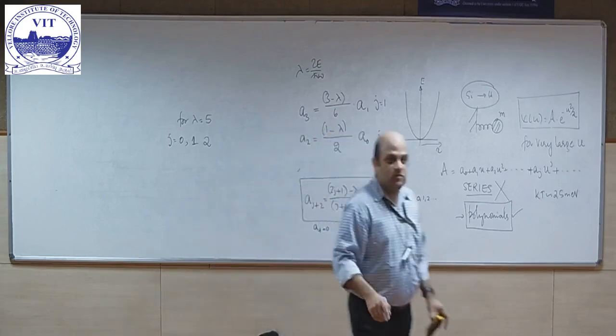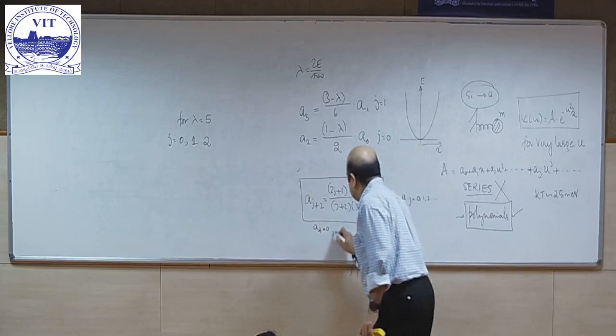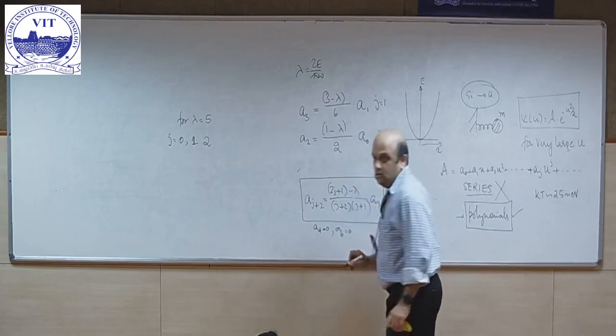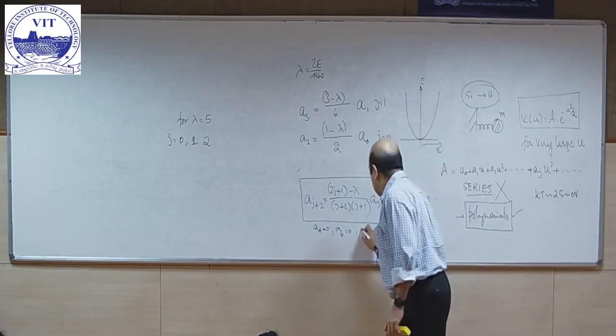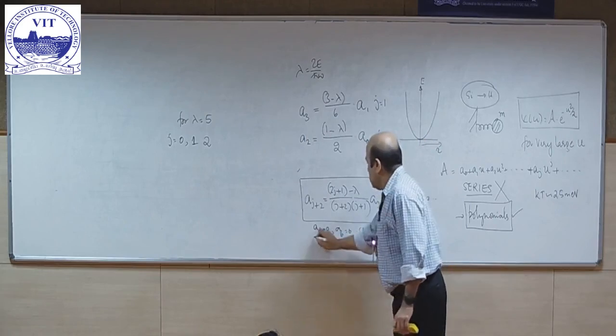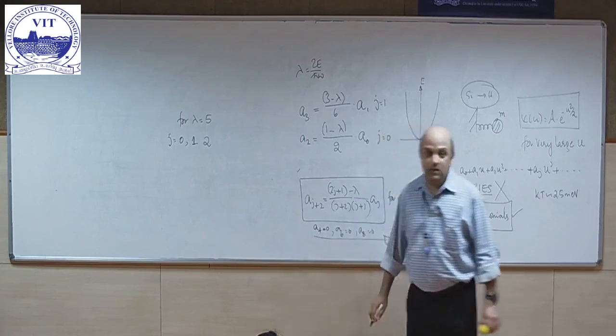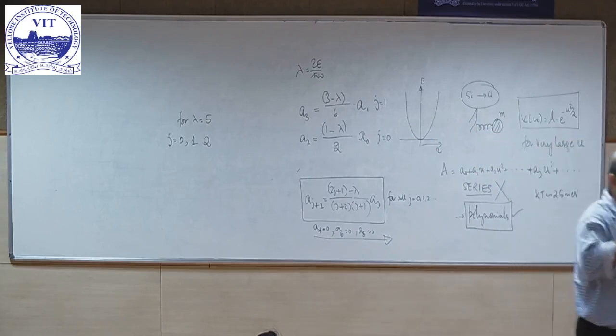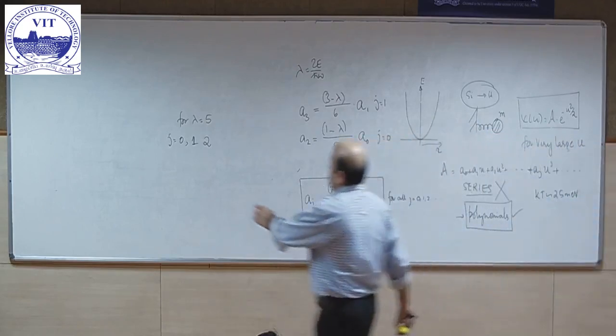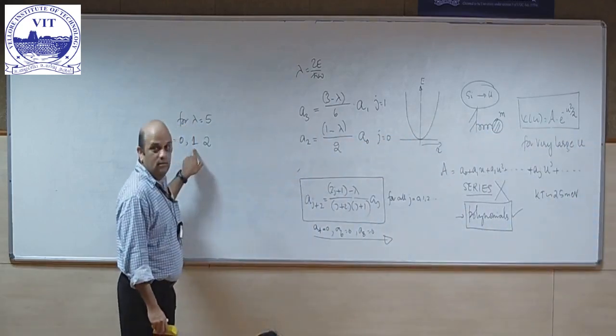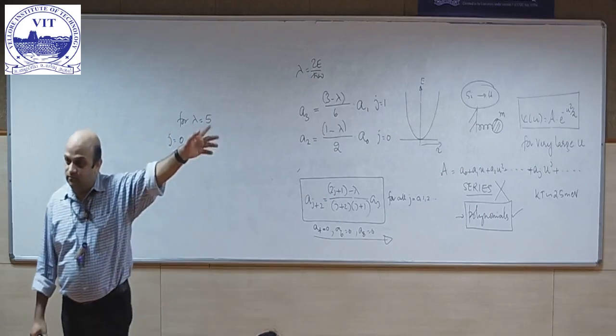If a4 becomes 0, then obviously a4 plus 2 should also become 0. If a6 becomes 0, a8 also becomes 0. So obviously all these numbers will become 0. So that means you are restricted only for 0, 1. 2 becomes already 0. Okay?